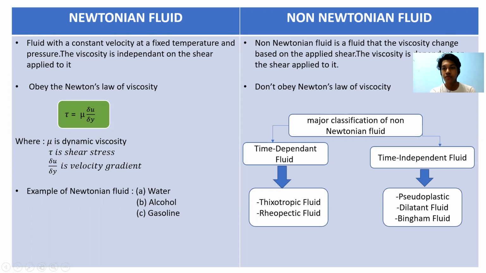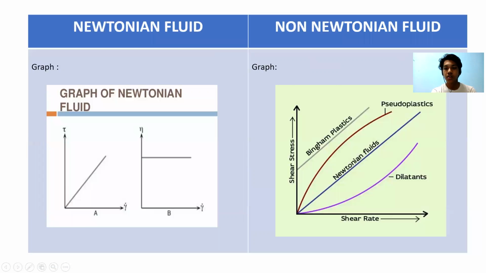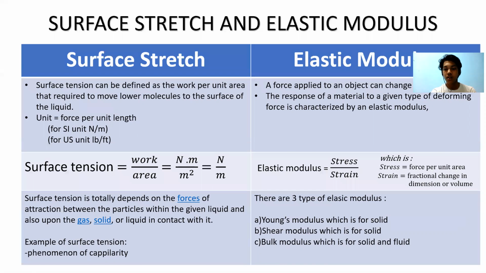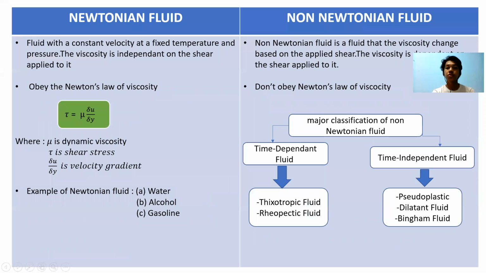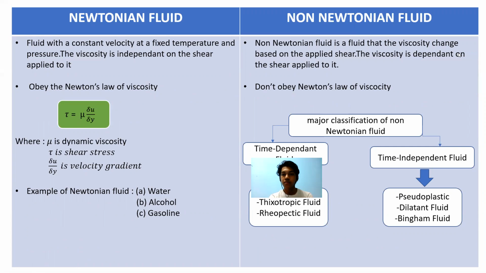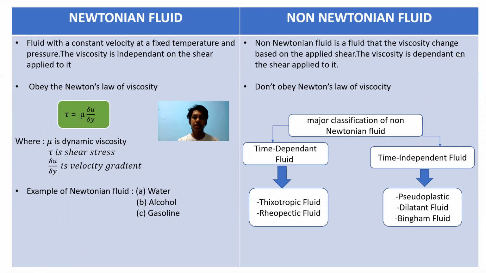Next, we are going to move to non-Newtonian fluid. Non-Newtonian fluid is a fluid whose viscosity changes based on the shear applied to it. The viscosity is dependent on the shear applied to it. So it also doesn't obey Newton's law of viscosity.